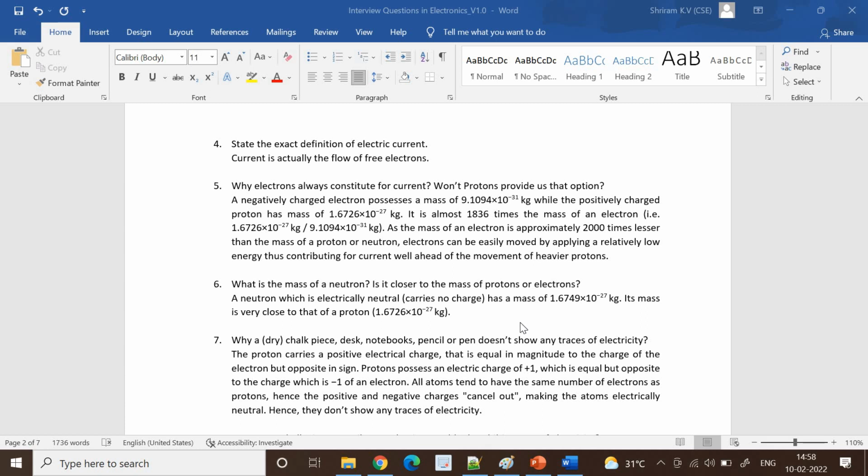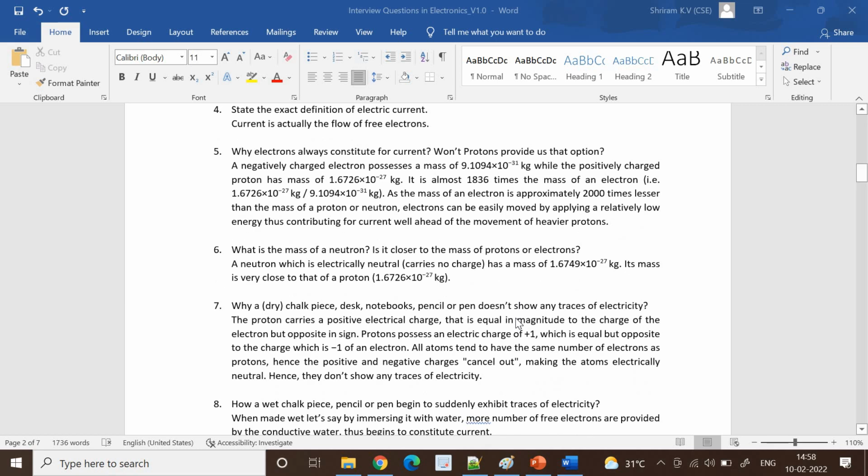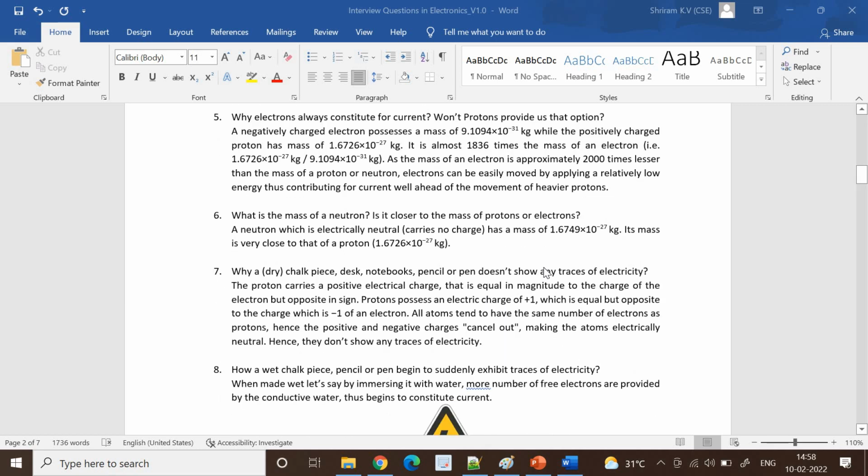Well, what is the mass of the neutron? Is it closer to the mass of protons or electrons? Again, this question is also equally important. A neutron, which is electrically neutral, carries no charge.